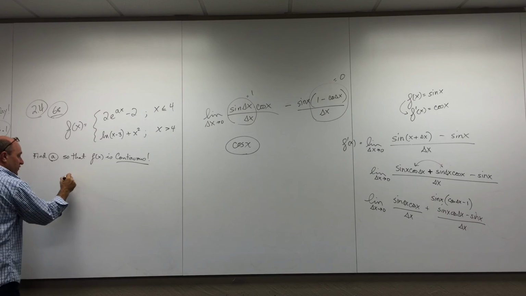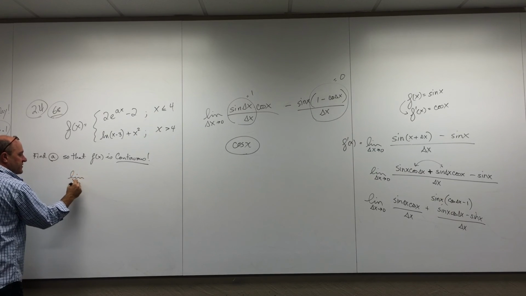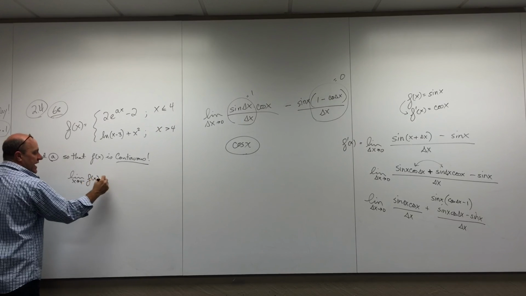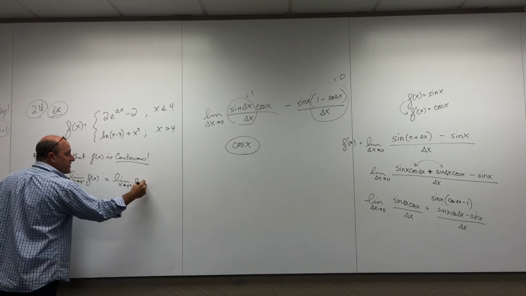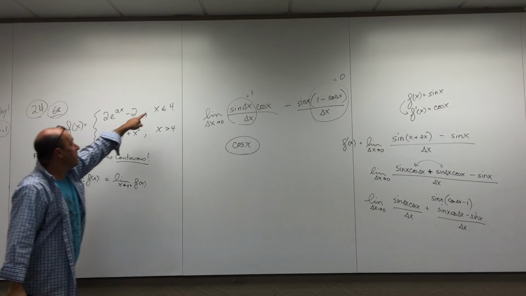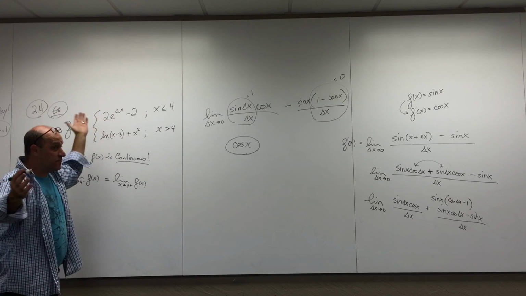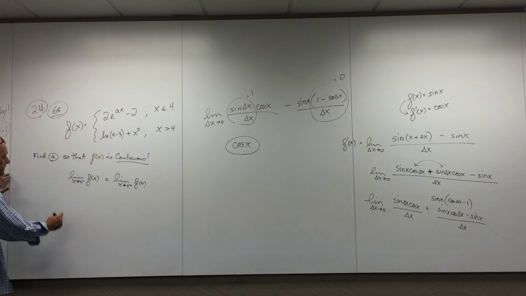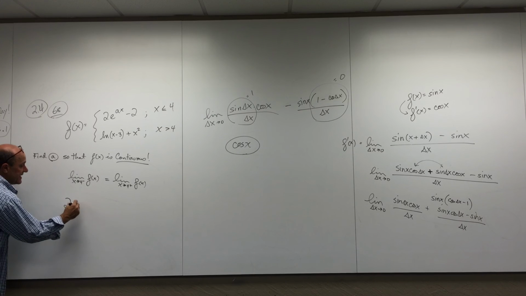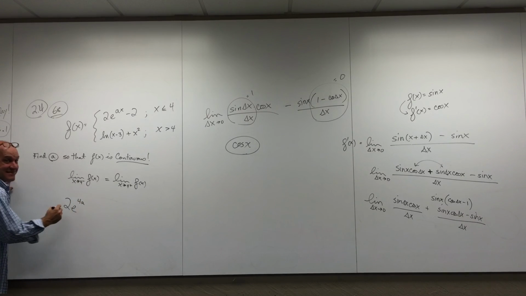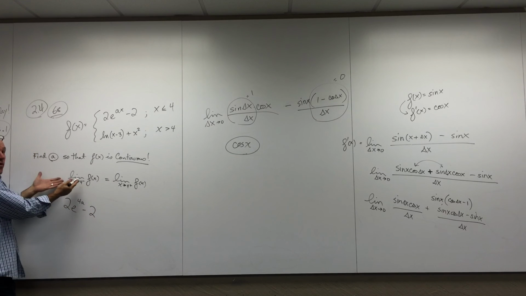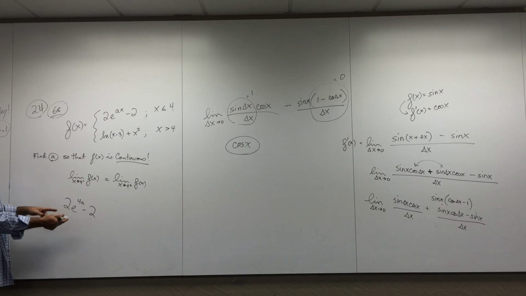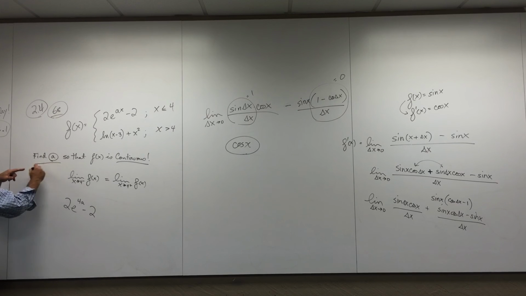So I want to do the limit as x approaches 4 from the left of this function, and set it equal to the limit as x approaches 4 from the right of this function. On the left of 4, you're up here. You plug in a 4 for x, and what do you get? 2e to the 4a minus 2. You just plugged in a 4 on the left, and you got this unknown a that you're going to try to find.